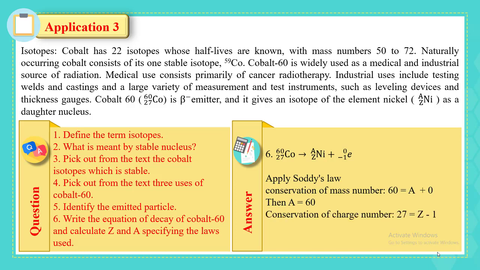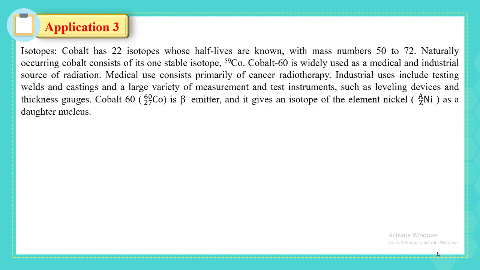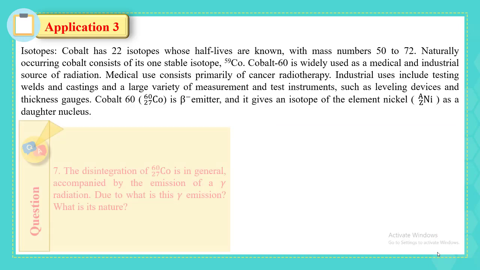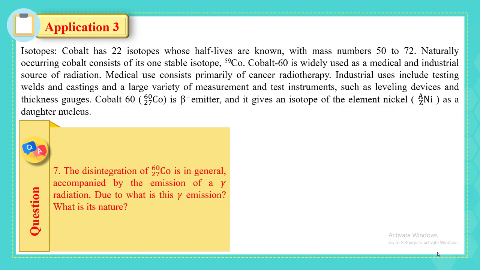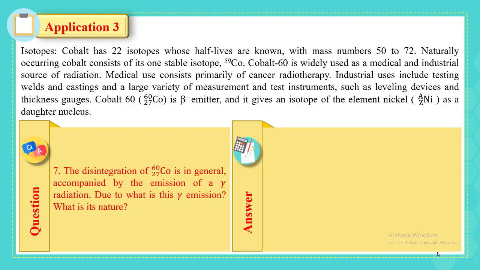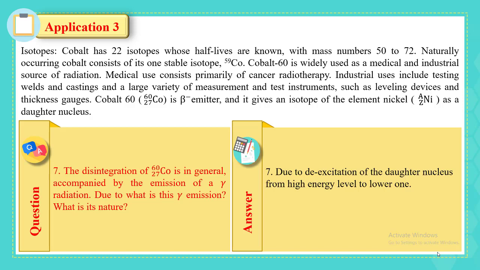In the given of question number 7, they tell us that the decay of the cobalt is accompanied by emission of gamma radiation. So, due to what is this gamma emission and what is its nature? The gamma radiation is emitted because the daughter nucleus, which is nickel, was born in the excited state. When it de-excites from a high energy level to a low one, it emits a photon called gamma. The nature of this radiation is electromagnetic waves.